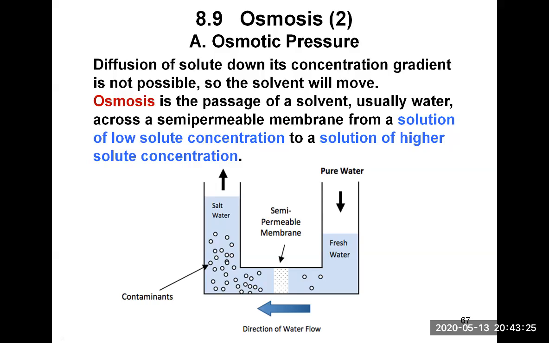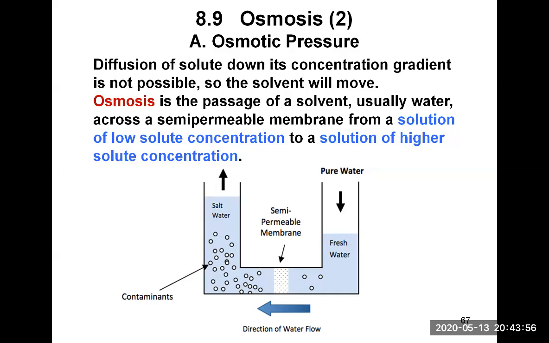And so to compensate for that, the solvent will move, and this is called osmosis. Osmosis is the passage of a solvent, usually water, across a semi-permeable membrane from a solution of low solute concentration to a solution of higher solute concentration. So water is moving from where it's less concentrated in solute to where it's more concentrated in solute.